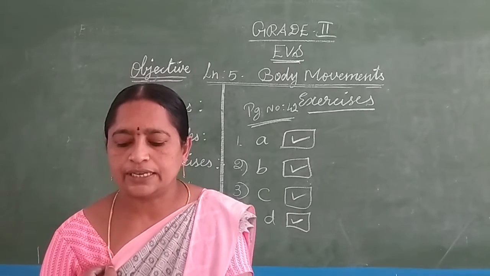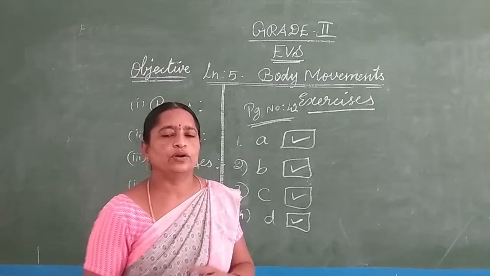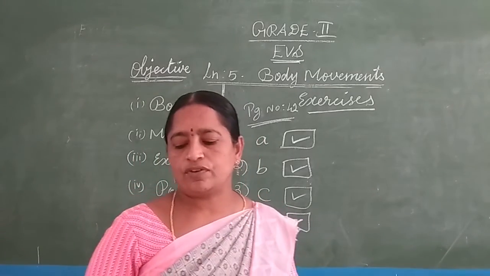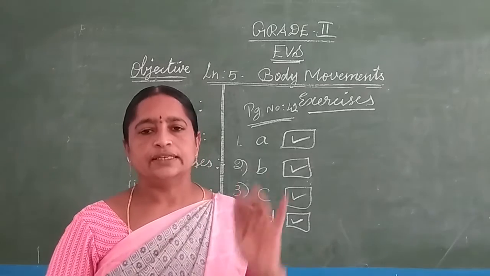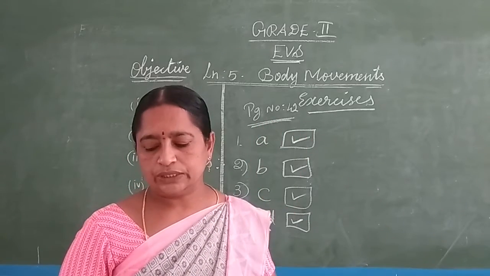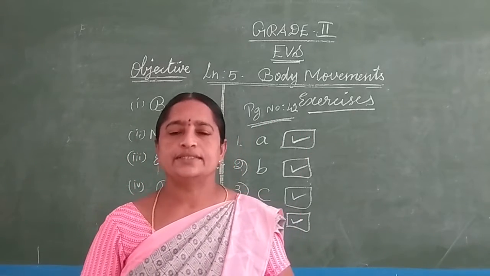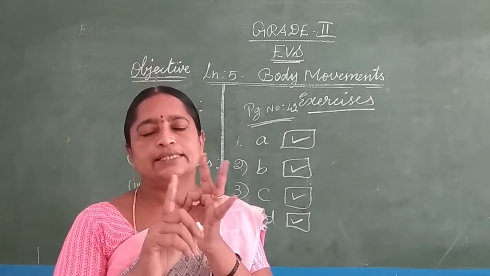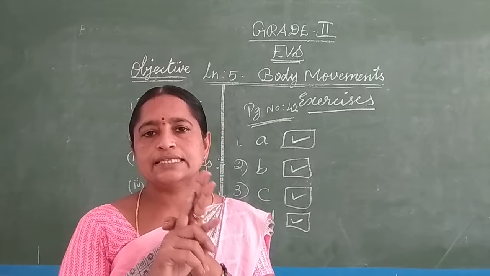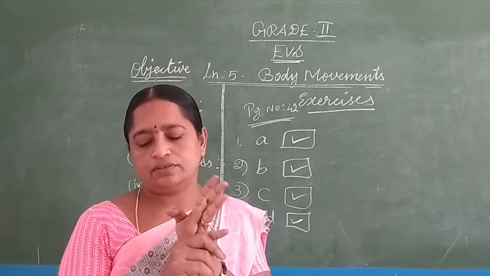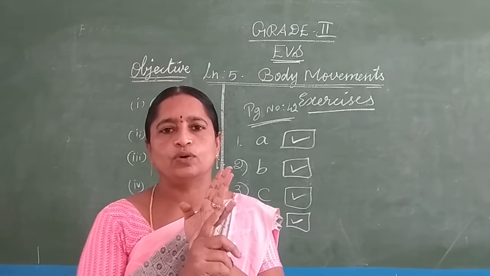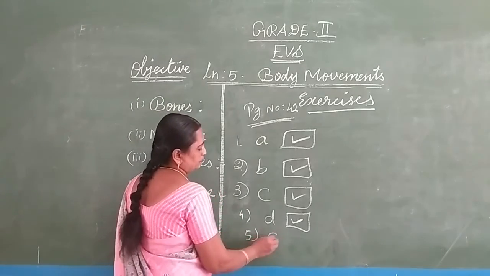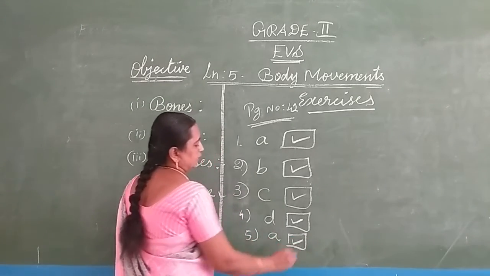Then the fifth one: the position of our body when we sit, stand or move is called what? A is posture, B is exercise, C is movement, D is framework. Which is that position? What do we call it? Yeah, fifth one, A, posture. So A is the answer.